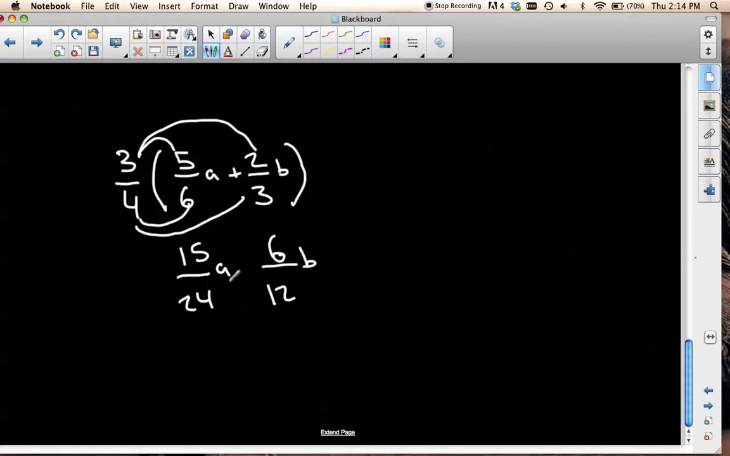So now we have 15 over 24a and 6 over 12b, which we can't add because, again, they don't have the same variable. So what we do is we see if we can reduce. Well, I can divide both of these by 3 and both of these numbers by 6, and I end up with 5 over 8a plus 1 over 2b. This is how the distributive property works. This is what we need to do for simplifying algebraic expressions, adding and subtracting algebraic expressions, as well as multiplying and dividing algebraic expressions while working with fractions.